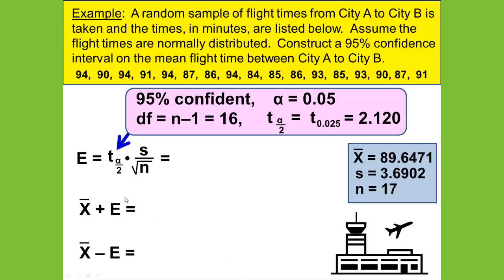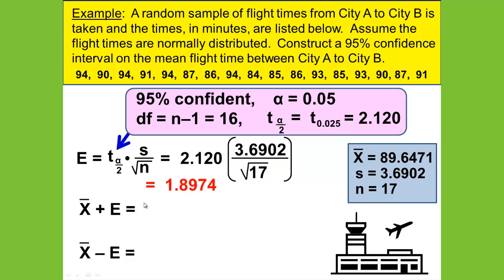We will plug that in for our error formula, and the error gives us 2.120 times the standard deviation of 3.6902 divided by the square root of n, or the square root of 17. Calculating that gives us 1.8974, again rounded to 4 decimal places for our working numbers. We will now take X bar and add or subtract that error.